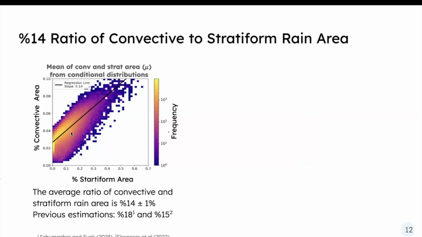I don't have that from observation to compare, but I can fit a linear regression line to that. That's going to give me a slope of 0.14. So that tells me that about 14% of the stratiform area is going to be convective area. And that value compares pretty well with previous studies that used observations over a longer period to argue that the value is about 18% or 15%, depending on the study, but they use a different source of data. So I don't expect the two to have a one-to-one match.